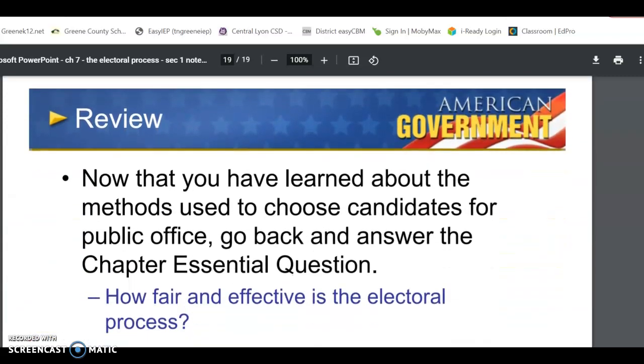And that is the end of Chapter 7, Section 1 notes.